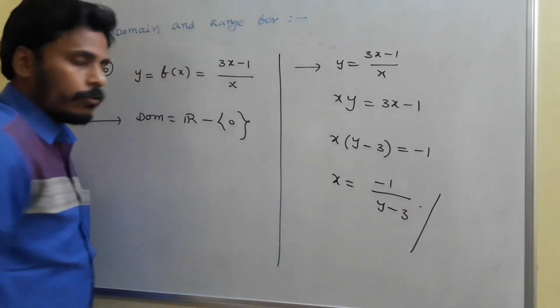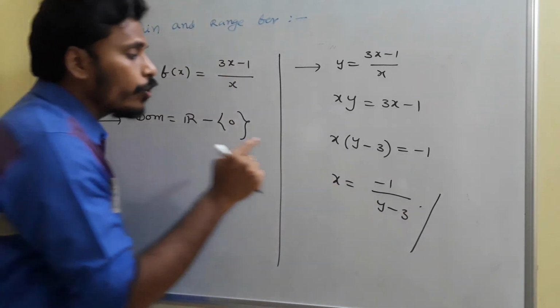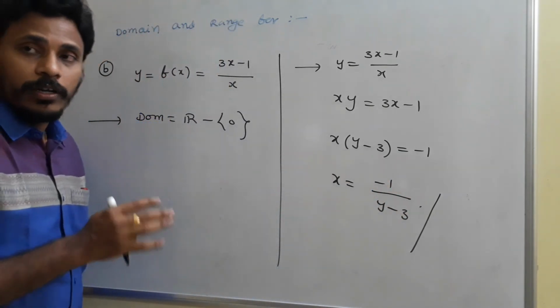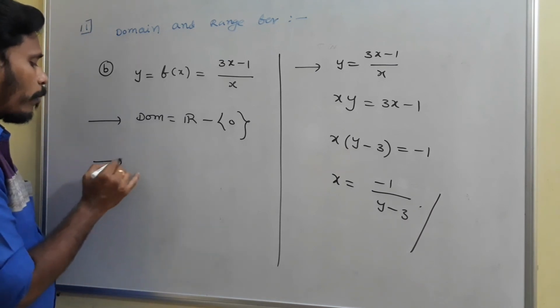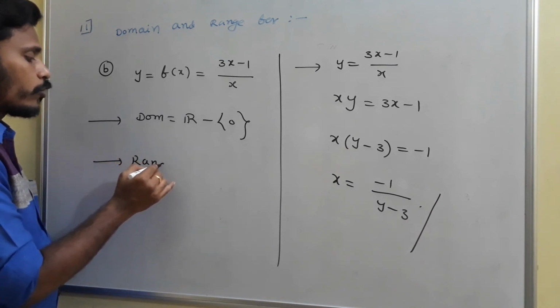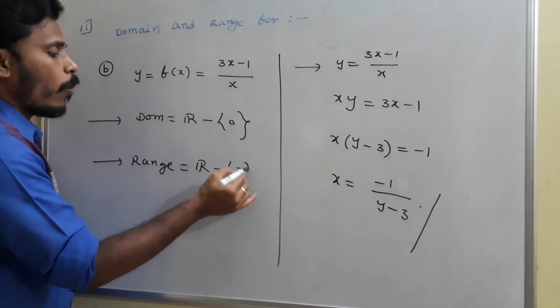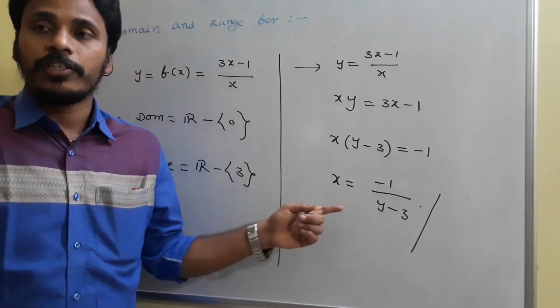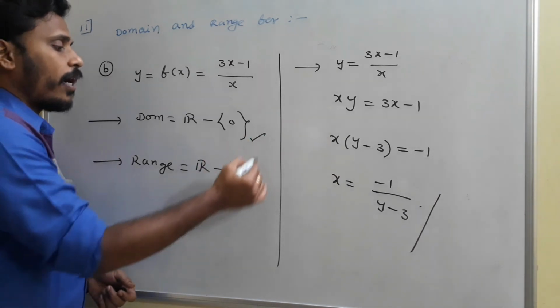When you observe, if y is 3, the denominator is 0 and it becomes infinite, where x is not defined. x is not allowed, and that's why you need to eliminate the value that makes the denominator 0. So the range is all the real numbers minus 3. Why are we removing 3? Because at 3 the denominator is 0 and x is not acceptable. So this is the domain and this is the range.